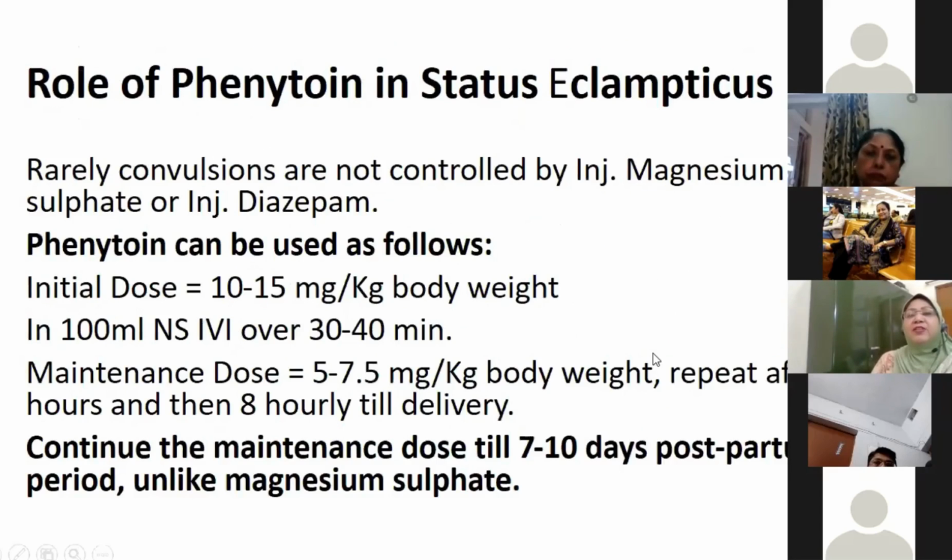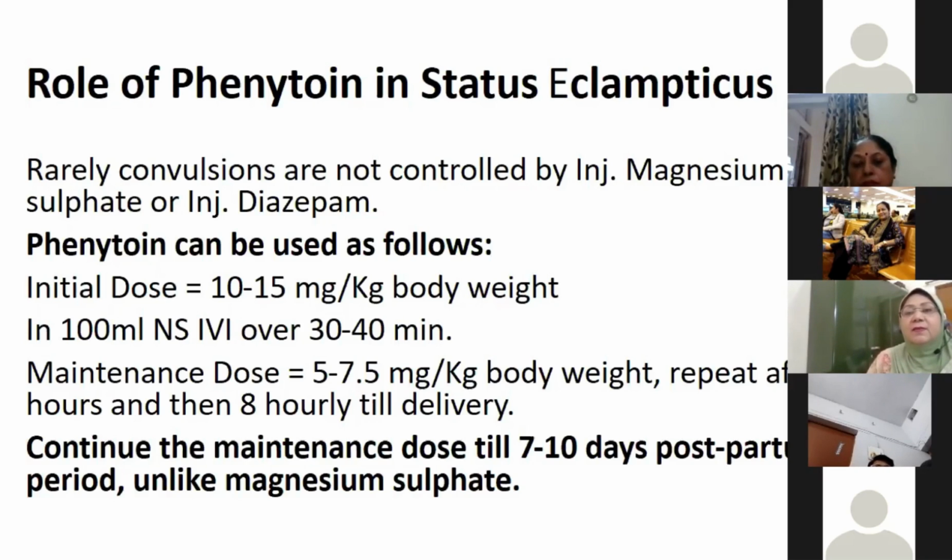So sometimes when she's not responding to magnesium sulfate, you have given her 2 more doses, then you have to start phenytoin, which is given in an initial dose of 10 to 15 milligram per kg body weight. Again, it is given not as a bolus, but as an infusion over 30 to 40 minutes. And the maintenance dose is just half of that, 5 to 7.5 milligram. And then you have to continue it because you cannot just stop it immediately. When you give phenytoin, it has to be tapered off slowly. So continue it till 7 to 10 days postpartum, like magnesium sulfate. Next, please.